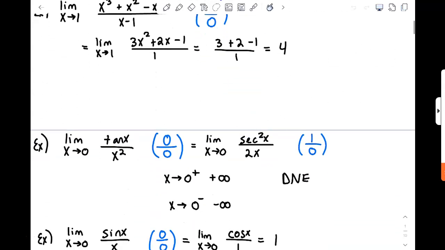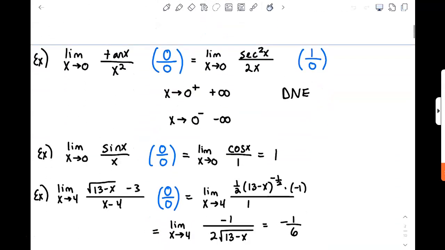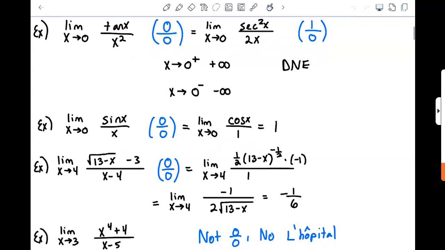And so we went through various examples there as well.